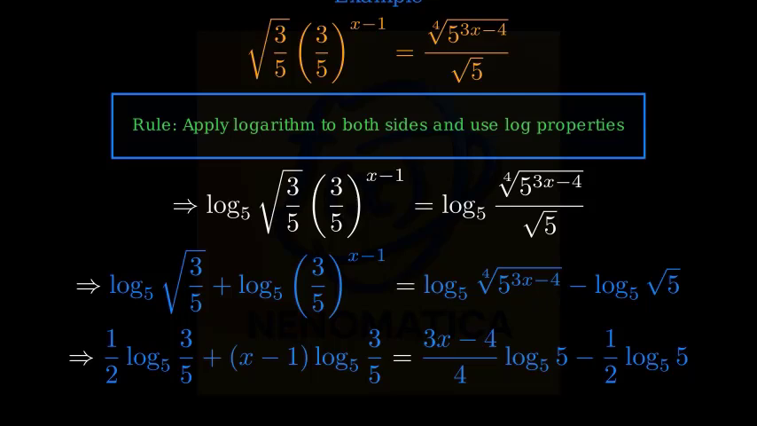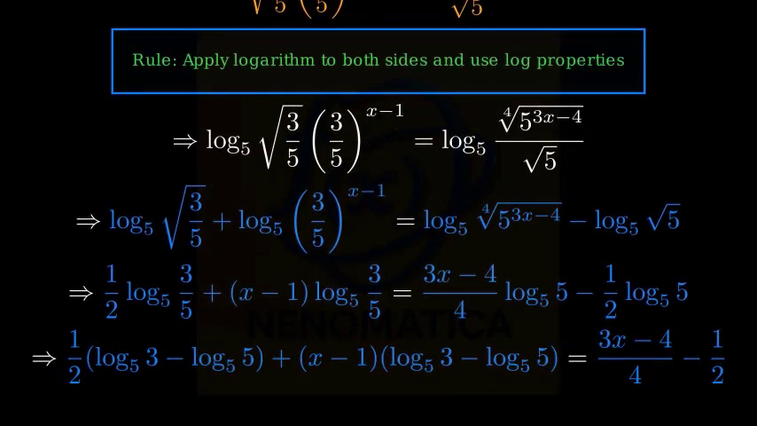In this step, we'll further simplify the logarithm expressions. We know that log base 5 of 3/5 can be written as log base 5 of 3 minus log base 5 of 5. Also, we know that log base 5 of 5 equals 1, so we'll substitute this value. The left side becomes 1/2 times (log base 5 of 3 minus log base 5 of 5), plus (x minus 1) times (log base 5 of 3 minus log base 5 of 5). The right side becomes (3x minus 4) divided by 4 times log base 5 of 5 minus 1/2 times log base 5 of 5, which simplifies to (3x minus 4) divided by 4 minus 1/2.